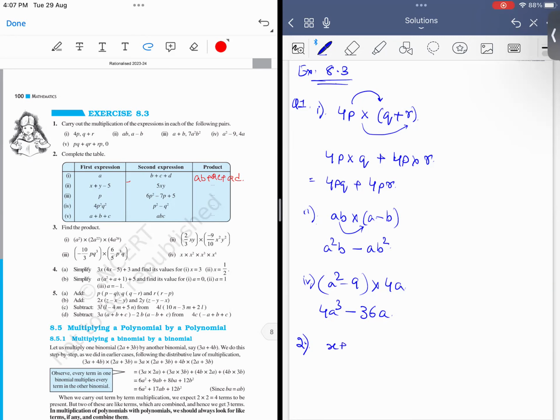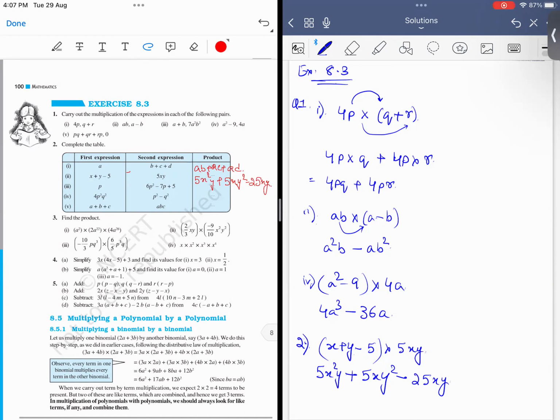I mean x plus y minus 5 into 5xy. So 5xy into x will be 5x square y, plus y into 5xy will be 5x y square, and minus 5 into 5 is 25xy. So we can write the result as 5x square y plus 5xy square minus 25xy. Likewise, we can do the rest.